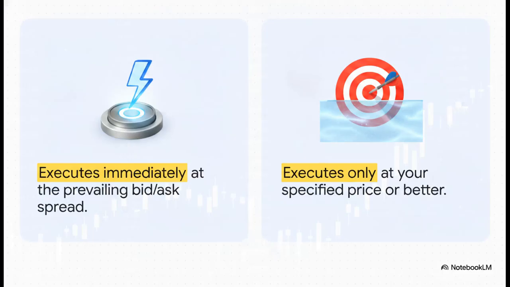So how do you protect yourself from these wide spreads? Well, you use limit orders. See, a market order basically just says, get me in right now at whatever the ask price is. A limit order, however, draws a line in the sand. It tells your broker to execute only at your specified price or better. Using limit orders is a massive, absolutely crucial strategy to control your execution prices and keep that invisible spread tax from eating away at your hard-earned capital.